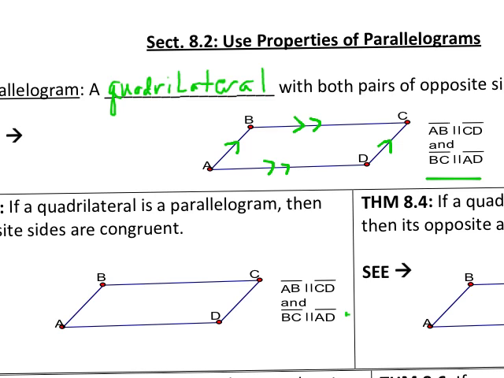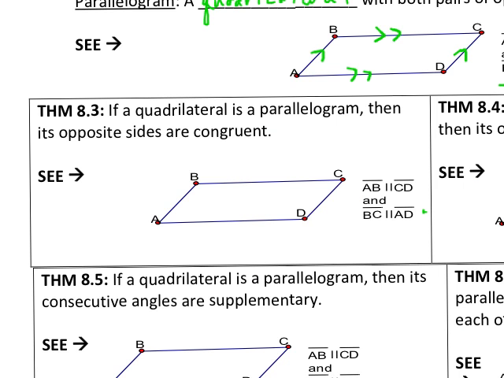Let's learn some stuff about them then. Theorem 8.3 says this: if a quadrilateral is a parallelogram, so if at the very beginning we have a parallelogram, then its opposite sides are congruent. All it says is this. I already know that these things are parallel, so we'll write those in green here. I know that this side's parallel to this side, and this side is parallel to this side.